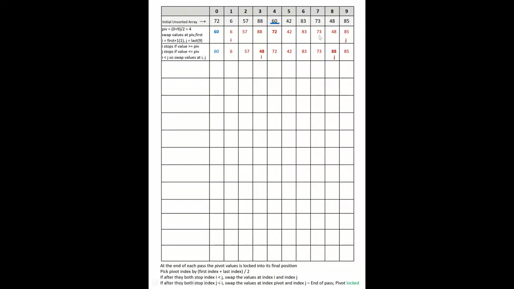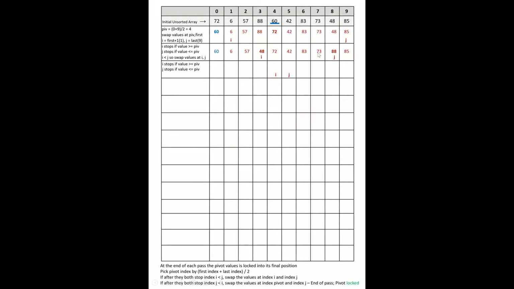So we will take this 88 and this 48 and we will swap them, giving us the picture here with the bolded numbers. And I remains at this location and J remains at this location. And now we will continue to march I to the right and march J to the left. I will continue to march to the right and will look for a value that is greater than or equal to the pivot. And 72 meets that criteria. J will move to the left and look for a value that is less than or equal to the pivot. Again, the pivot is 60 here.